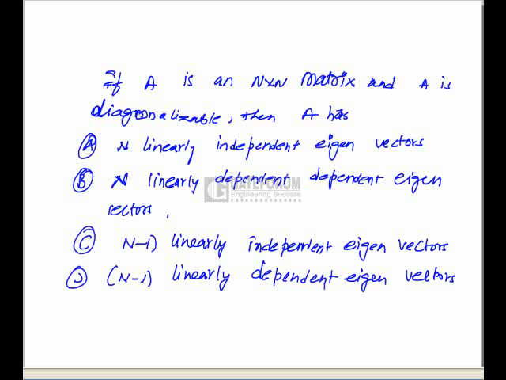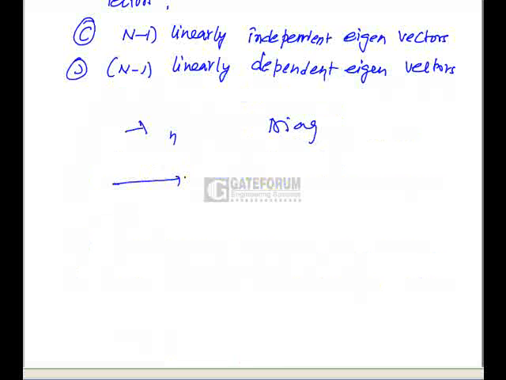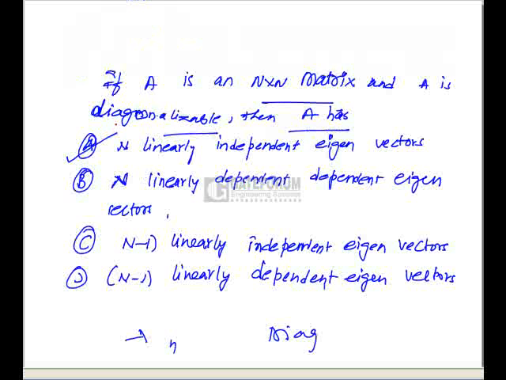Here it is given that if A is an n by n matrix and A is diagonalizable, then A has. Now, if any matrix, say A, is of order n by n, and if it is a diagonalizable matrix, then it will have n linearly independent eigenvectors. Now, option A is correct.